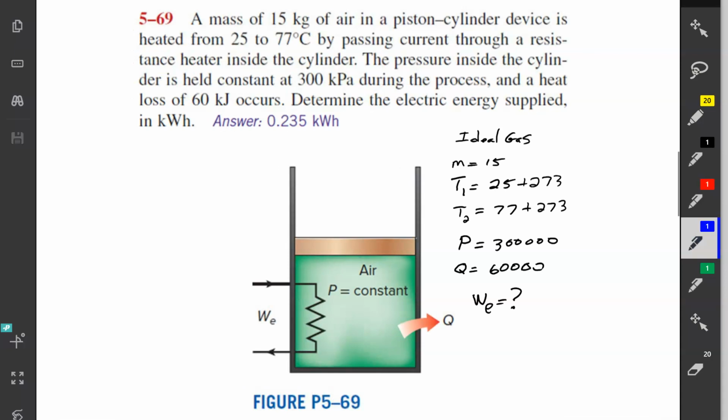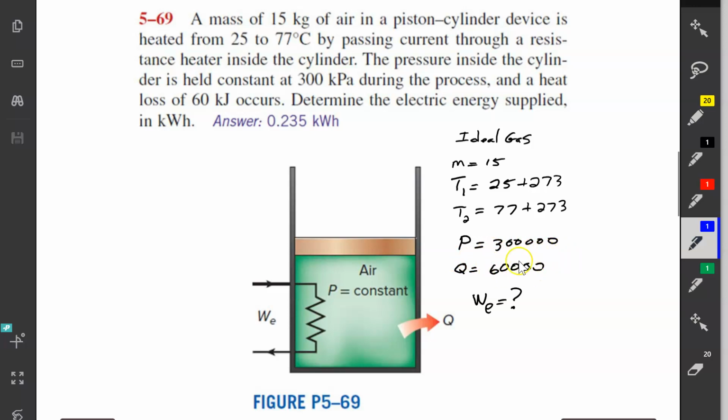Okay, so here all I'm doing is writing down what we're given and doing a few unit conversions. First of all, it's an ideal gas. I know the mass, I have the two temperatures. I'm going to convert them into absolute temperatures because I'm going to use the gas formulas. I'm given the pressure in kilopascals, and since I want to use standard units, I'm going to convert that into pascals. That way it's newtons per square meter.